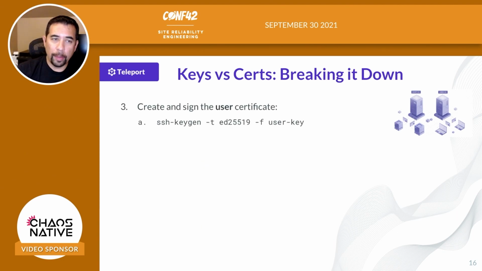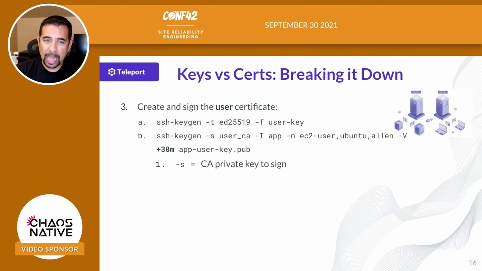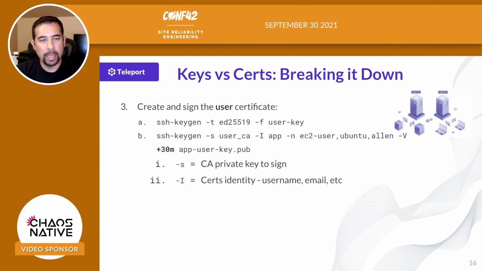So let's go ahead and flip it, and we're going to do the same thing with the user certificate. So now we've got a host one created for our host. We're going to do the same thing for a user. It looks pretty much the same, except it doesn't have the -h because we're not doing a host certificate. And my time to live is a little bit shorter because I want user certificates to be a little bit shorter. But other than that, I'm using my user CA to sign it.